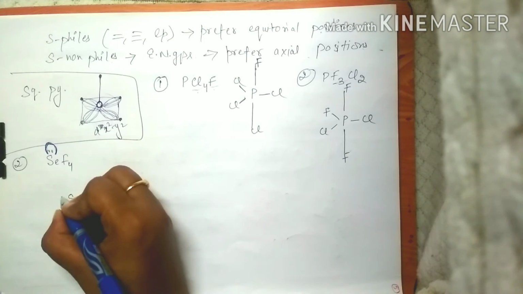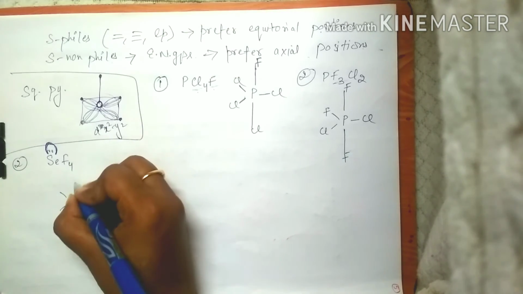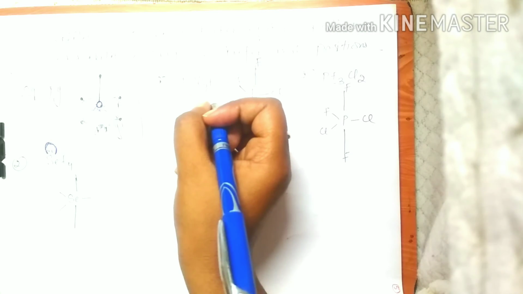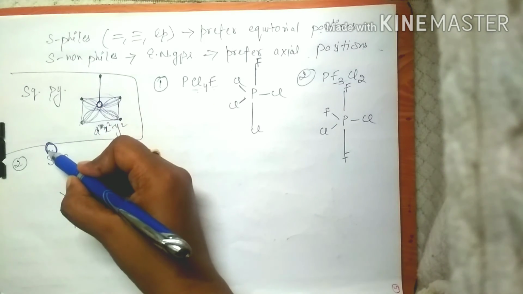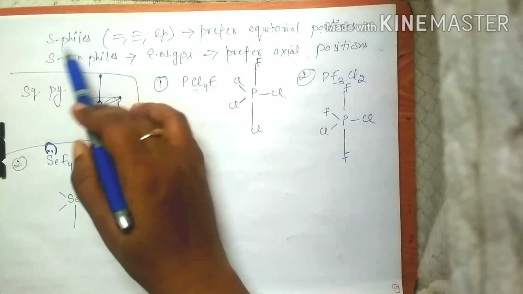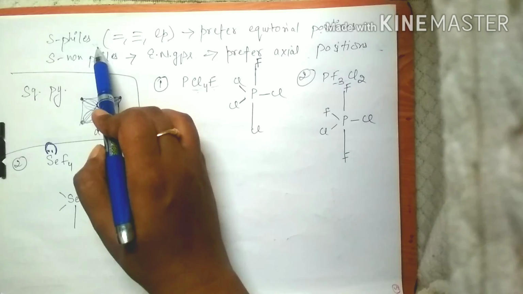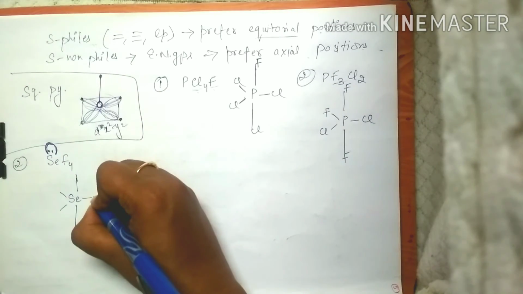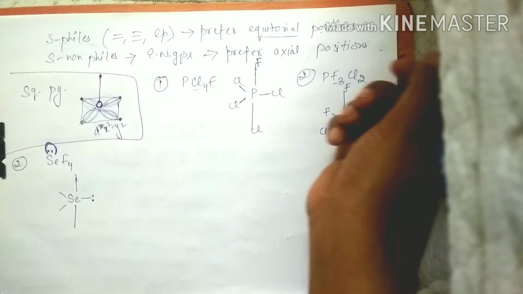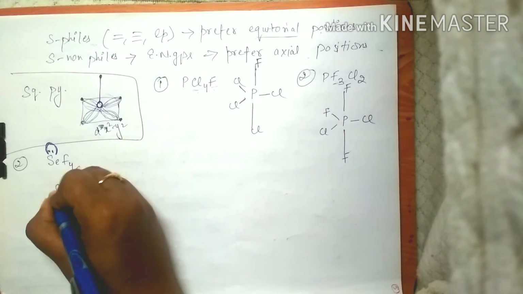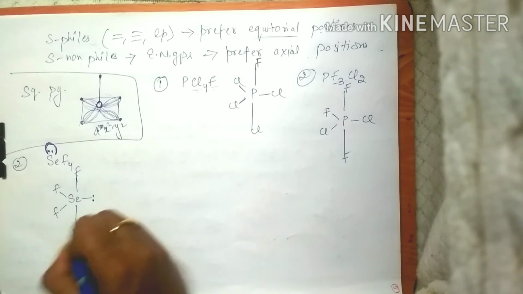So how will we place that? See, 3 bonds will be like this and 2 bonds like this. So first, now lone pair comes under the category of S files, and S files prefer equatorial positions. So first place your lone pair at any of the equatorial positions. Now 4F are left, they can occupy the remaining 4 sites.